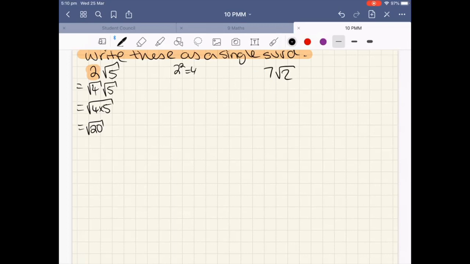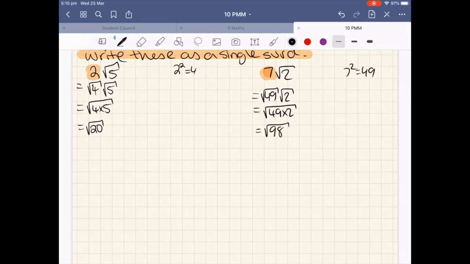Have a go now at the second example. Okay. So we need to think about 7 here. How can I write 7 as a surd? Well, I need to square it again, right? So rather than writing 7, I'm going to write root 49. We multiply that by root 2. Then we're going to use that surd rule in reverse. That's the square root of 49 times 2, which gives us root 98.